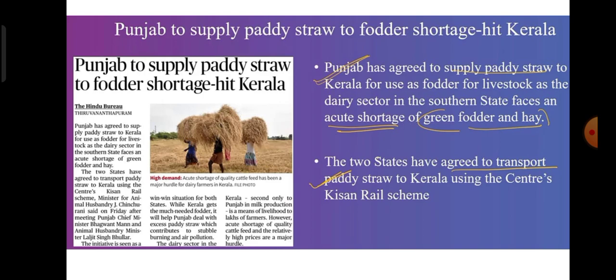So this is mainly due to the burning of paddy straws and other raw materials in the field. As you know, southern states are mainly concentrating on milk production, but due to certain things, the hay or the straw supply and availability is less for the cattle, whereas Punjab can supply more of these things. So, Punjab has agreed to supply paddy straw to Kerala for use as fodder for livestock, as the dairy sector in the southern state faces an acute shortage of green fodder and hay.